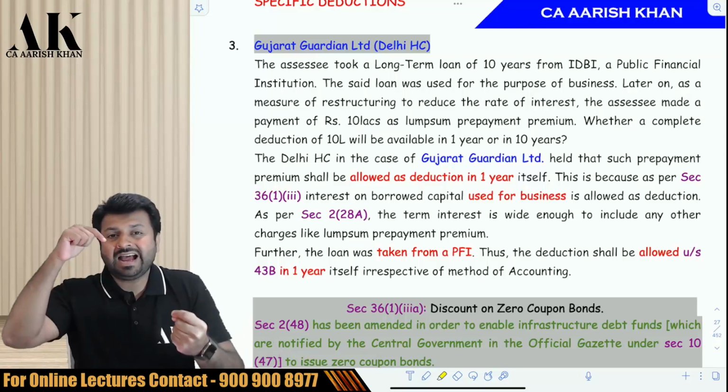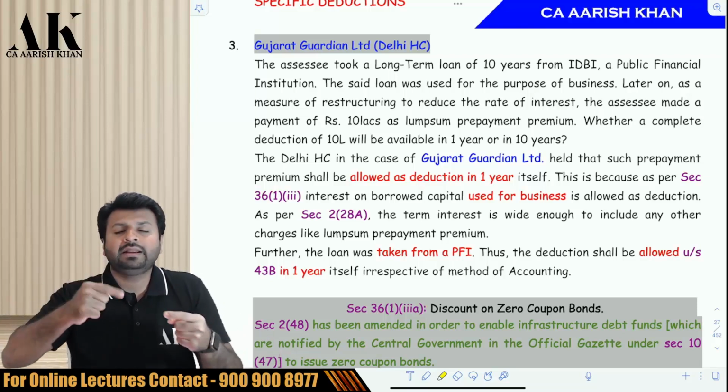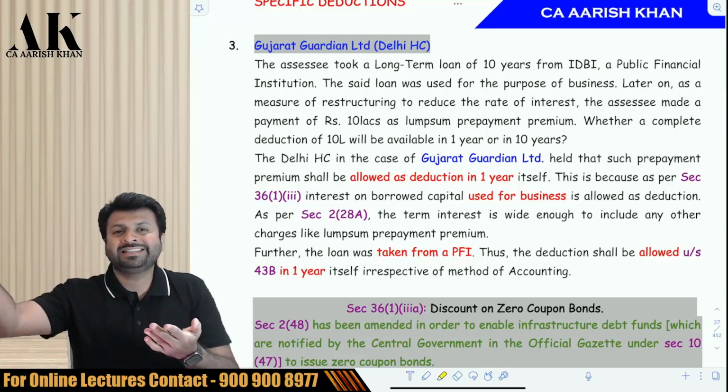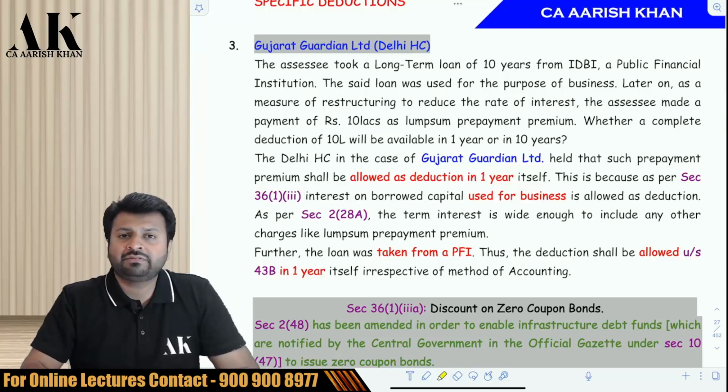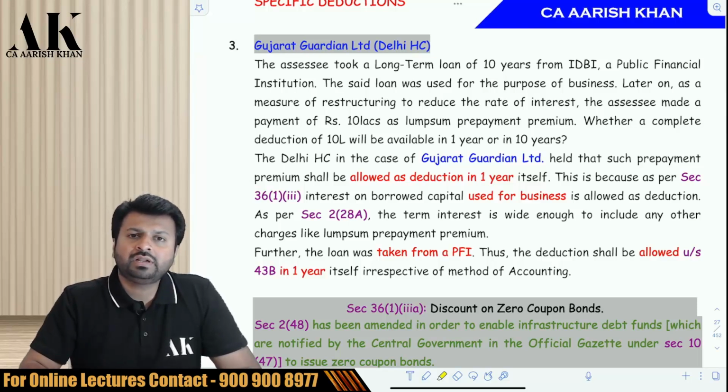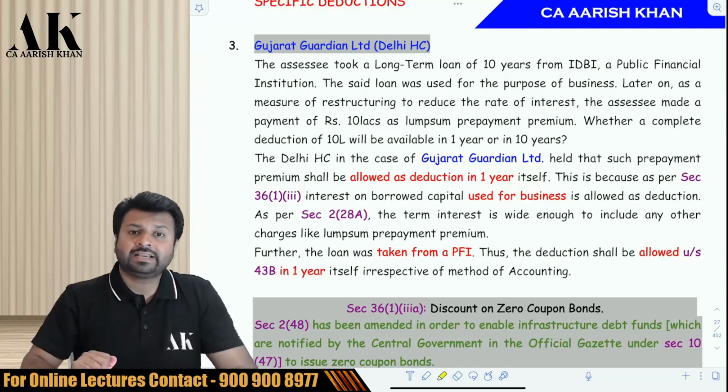The assessee was saying, I will get the deduction in one single year of payment. The department was saying, we will apportion that. We will proportionately allow that over the next 10 years, that is, over the unexpired life of the loan. And the matter went to the Delhi High Court, and the Delhi High Court asked, from where has the loan been taken? The loan was taken from a public financial institution, that is IDBI.